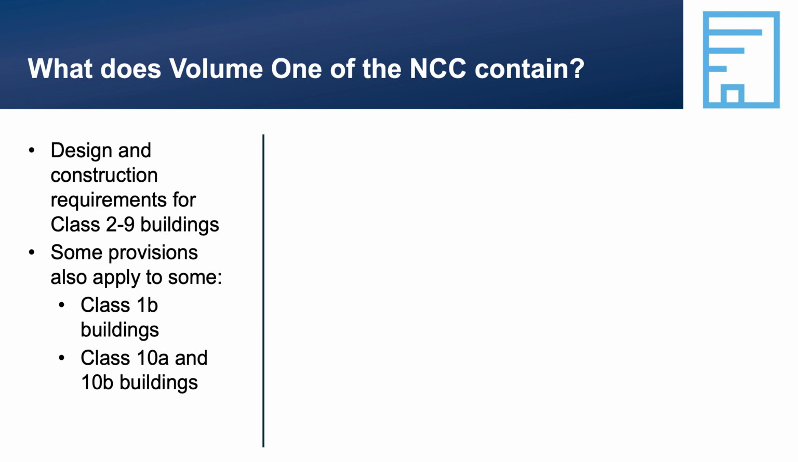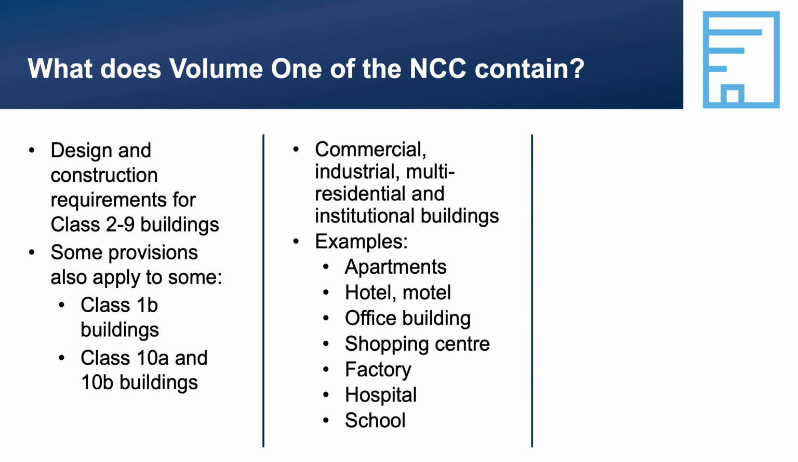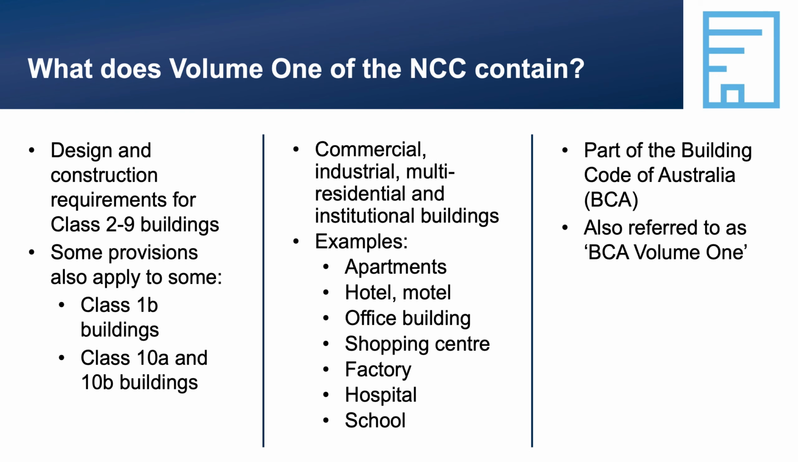The focus in NCC Volume 1 is on requirements for multi-residential, commercial, industrial, and public or institutional buildings. The provisions within NCC Volume 1 that apply to Class 1 and Class 10 buildings generally relate to access for people with a disability. NCC Volume 1 is sometimes referred to as the BCA Volume 1. NCC Volume 2 is often referred to as BCA Volume 2 or the housing provisions. NCC Volume 3 is often referred to as the Plumbing Code of Australia or PCA.